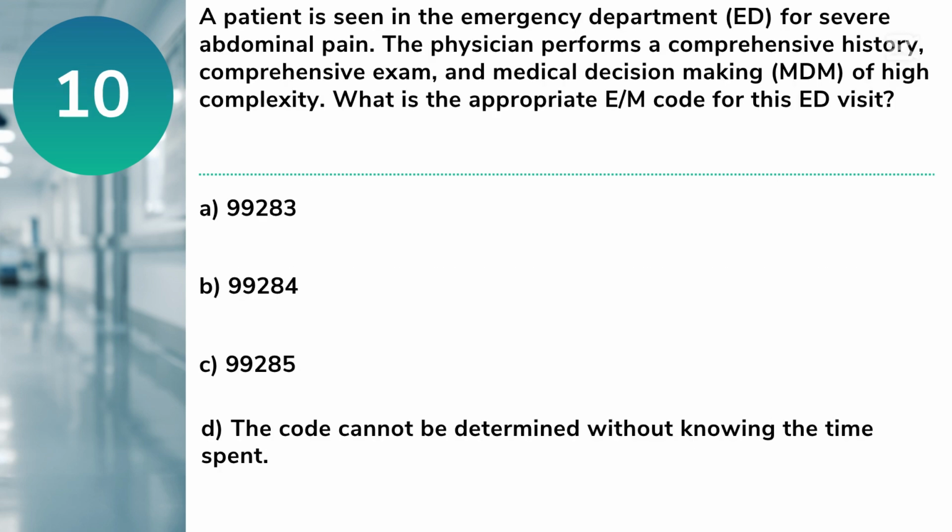Question 10. A patient is seen in the emergency department, ED, for severe abdominal pain. The physician performs a comprehensive history, comprehensive exam, and medical decision-making, MDM, of high complexity. What is the appropriate E/M code for this ED visit? A. 99283. B. 99284. C. 99285. D. The code cannot be determined without knowing the time spent.